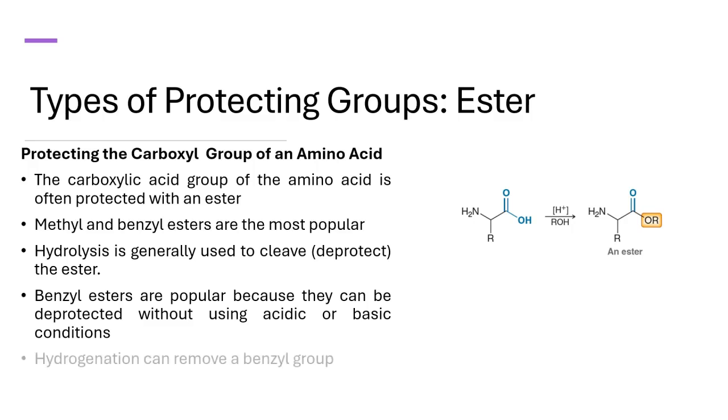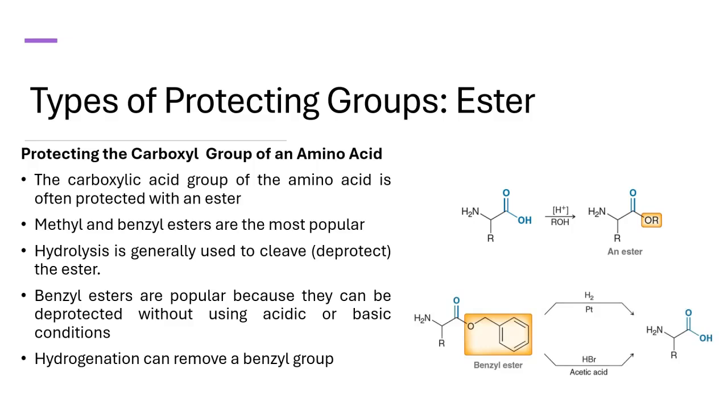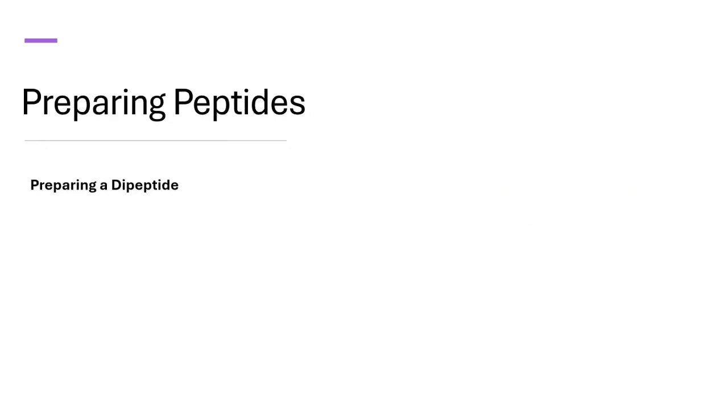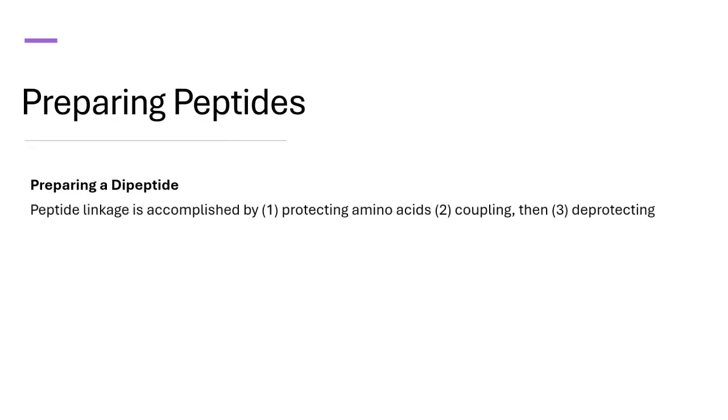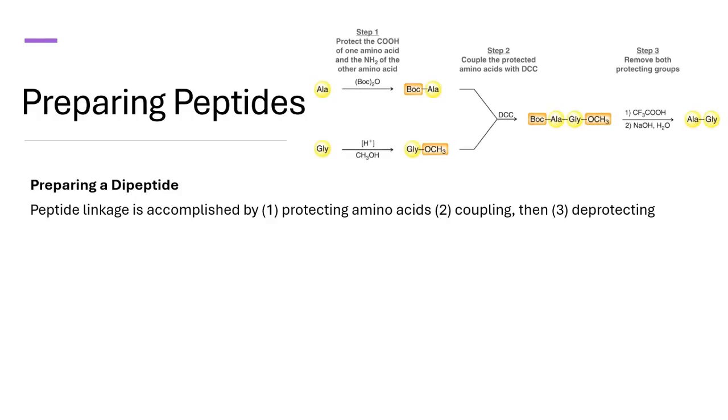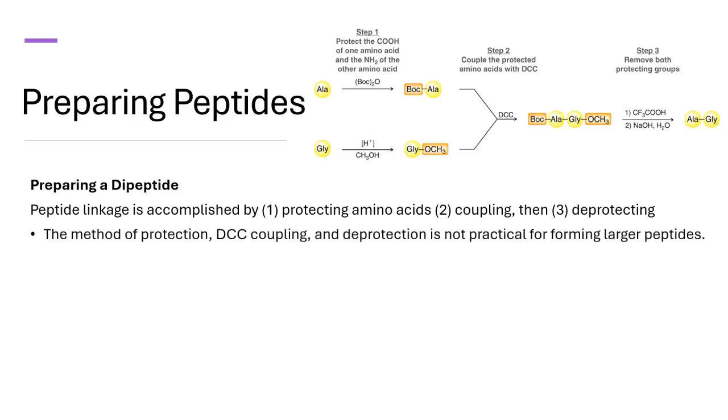Preparing peptides. Preparing a dipeptide. Peptide linkage is accomplished by 1. Protecting amino acids, 2. Coupling, and then 3. Deprotecting. We saw step 1, protecting, step 2, coupling, step 3, deprotecting. The method of protection, coupling, and deprotection is not practical for forming larger peptides. For every amino acid added to a peptide, 3 reactions and 3 purifications will be necessary.